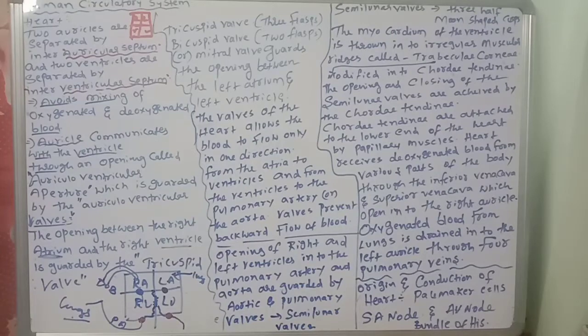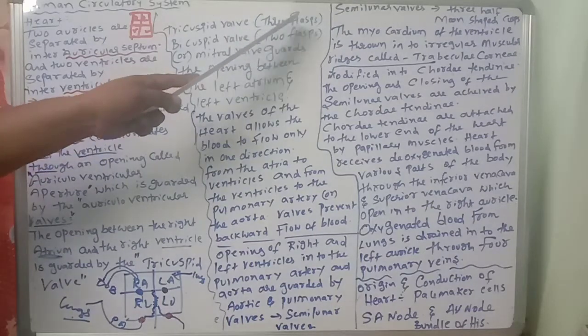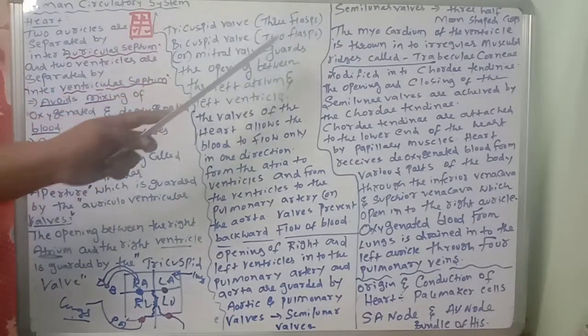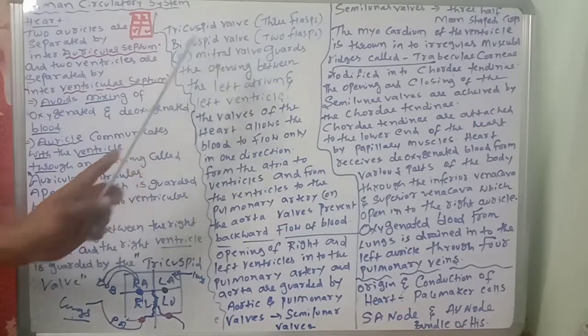oxygenated and deoxygenated blood. The auricles communicate with the ventricles through an opening called the auriculoventricular aperture, which is guarded by the auriculoventricular valves. The opening between the right atrium and right ventricle is guarded by the tricuspid valve, with three flaps. The bicuspid valve has two flaps and is also called the mitral valve.